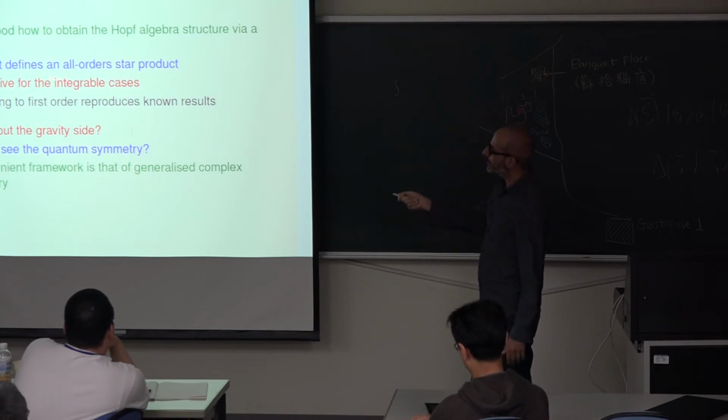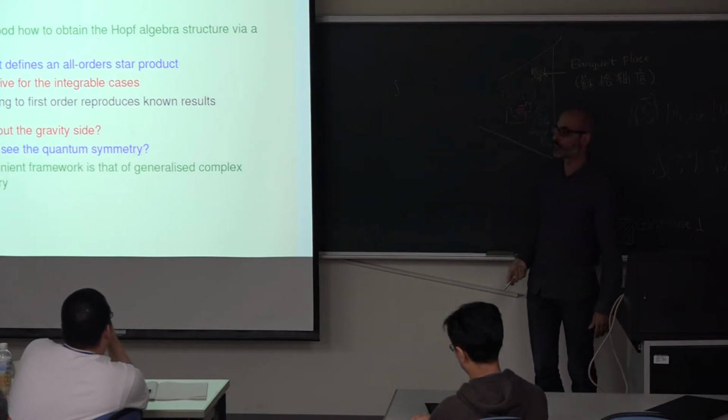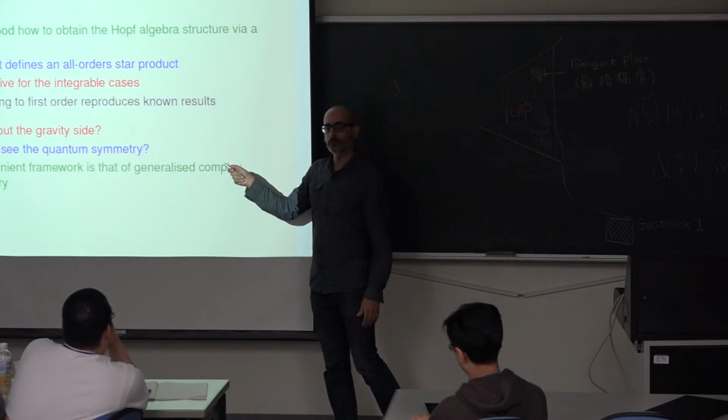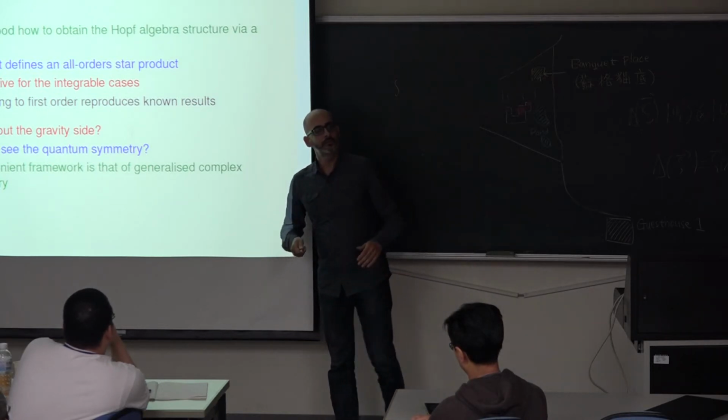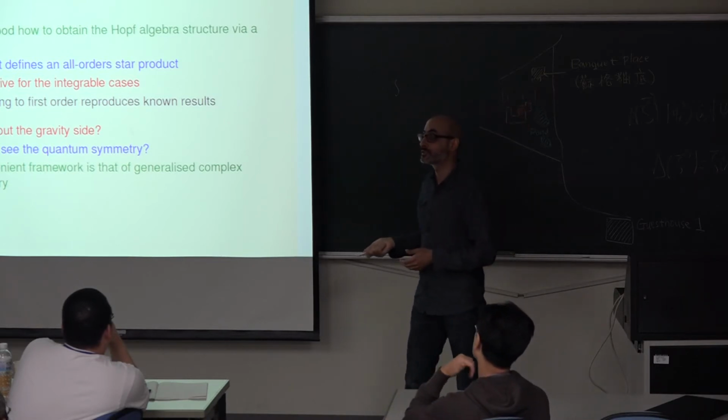But sometimes you need to expand the first order just to produce known results. So let me switch now, in the next 4 minutes, to the gravity side. How do we use this star product we defined on the gauge theory to see some indication of this quantum symmetry on the gravity side?